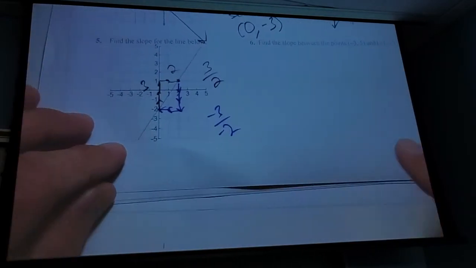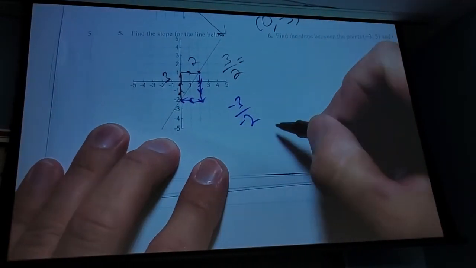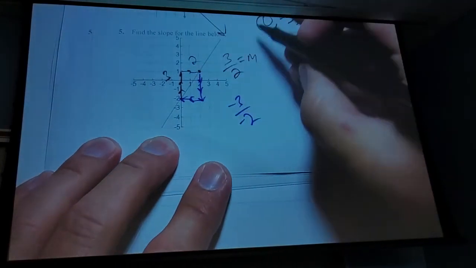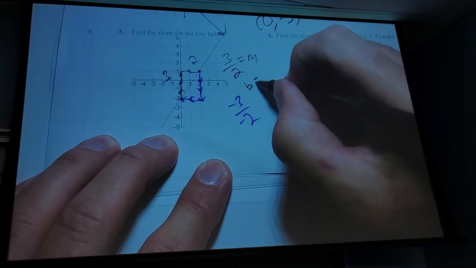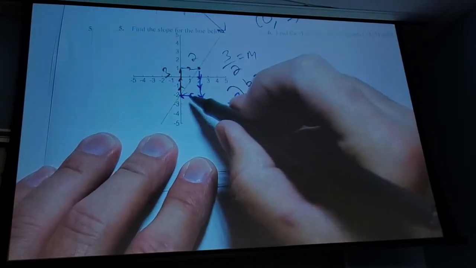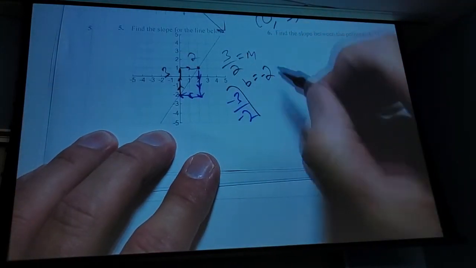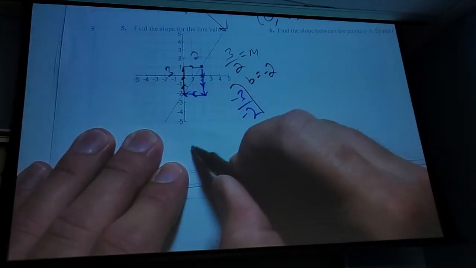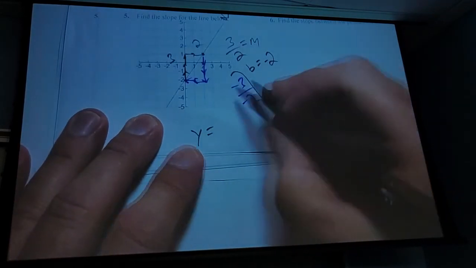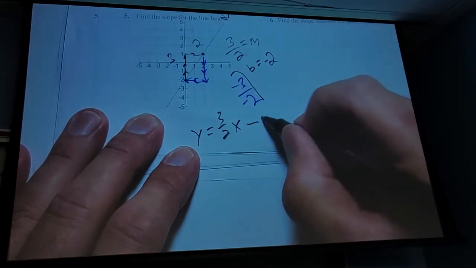By the way, this is what letter in this equation for a line? M. M. What's B here? 0, -2. Yeah, right? B would be -2. The y-intercept is 0, -2. So B is the y value of that. So what's the equation of this line? 3 halves. So mx plus b.